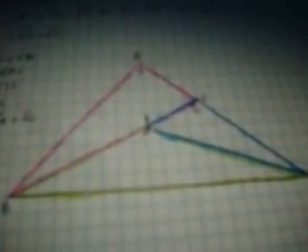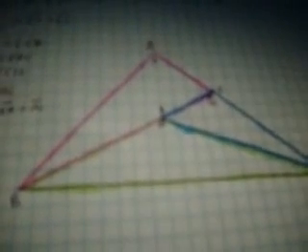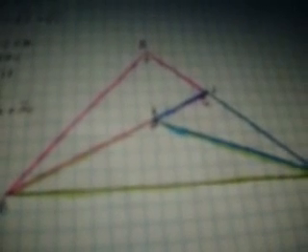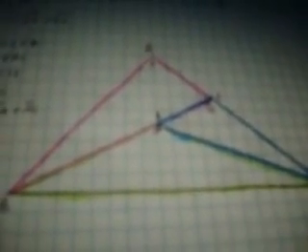Euclid, Book 1, Proposition 21. Alright, this is a complicated proposition, and I'm going to put it in two parts because it is that complicated. Alright, so let's start with this.